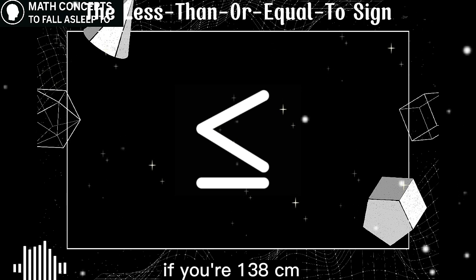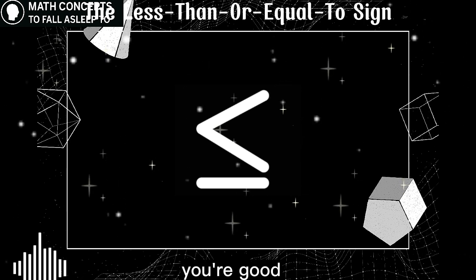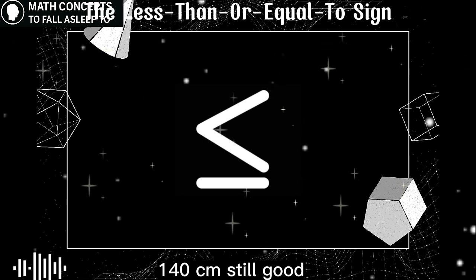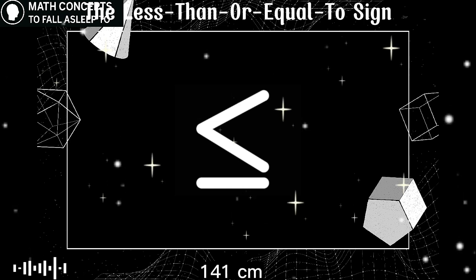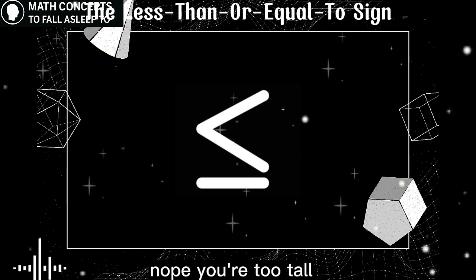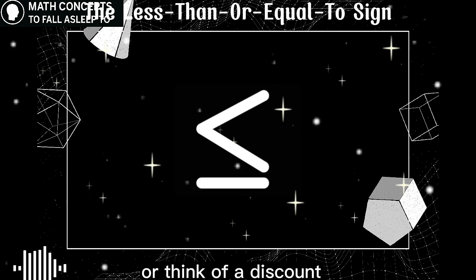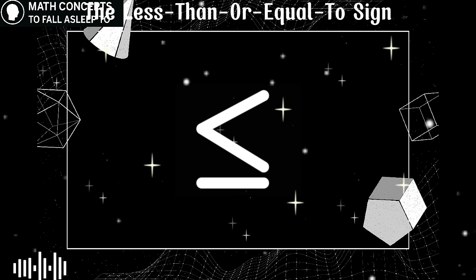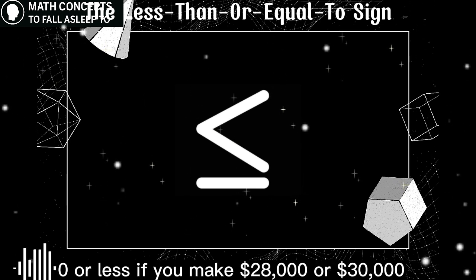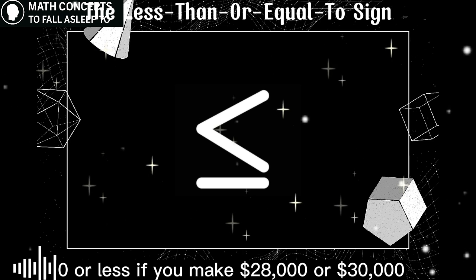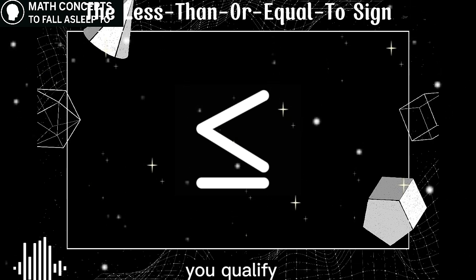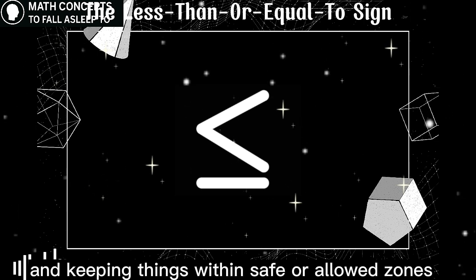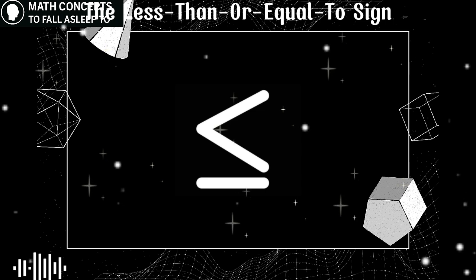If you're 138 centimeters, you're good. 140 centimeters? Still good. 141 centimeters? Nope, you're too tall. Or think of a discount that applies to people who earn $30,000 or less. If you make $28,000 or $30,000, you qualify. This symbol is all about setting upper boundaries and keeping things within safe or allowed zones.